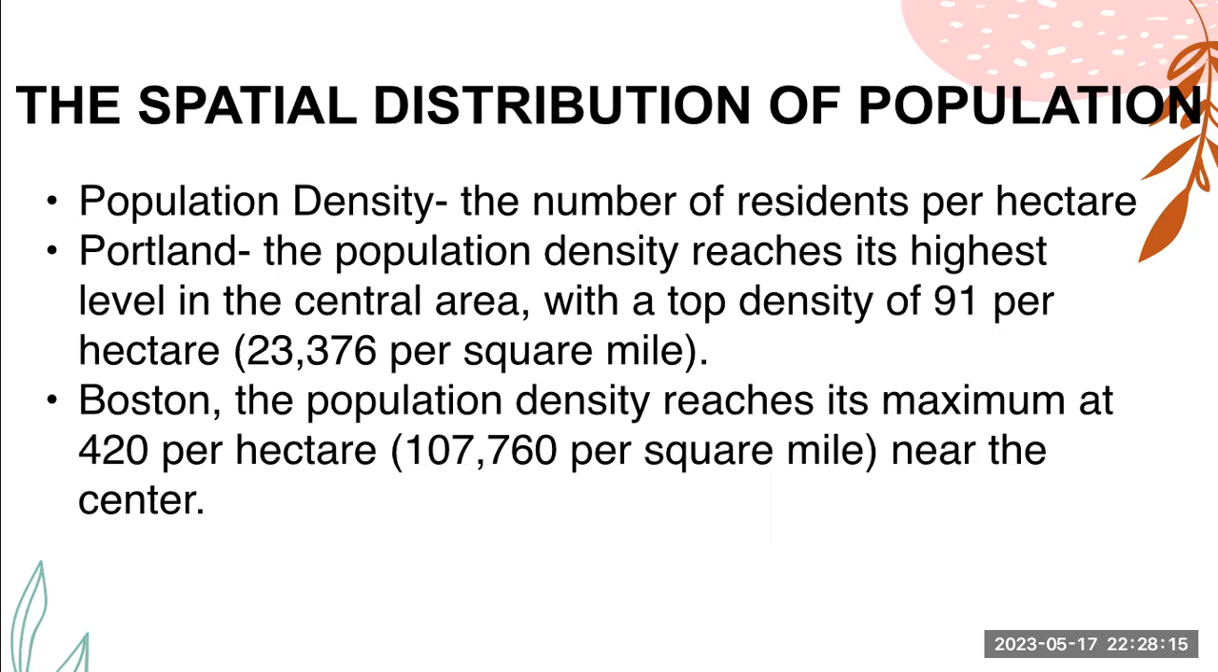So Portland, a state in the US, its population density has reached its highest level in the central area, with a top density of 91 per hectare. On the other hand, Boston, the population density reached its maximum at 420 per hectare. That's 107,760 per square mile near the center.